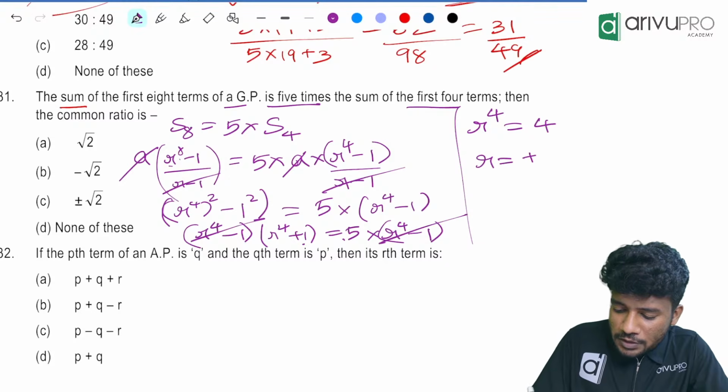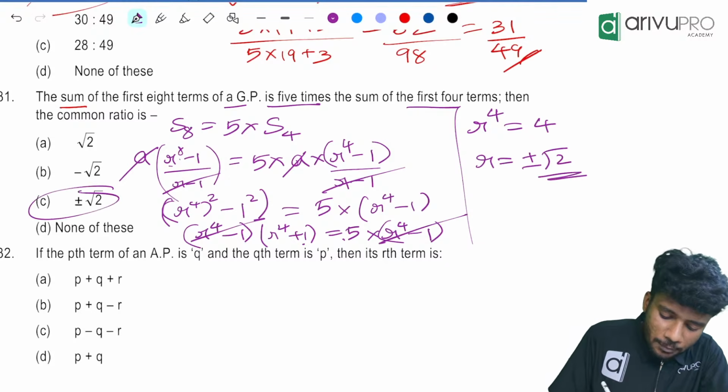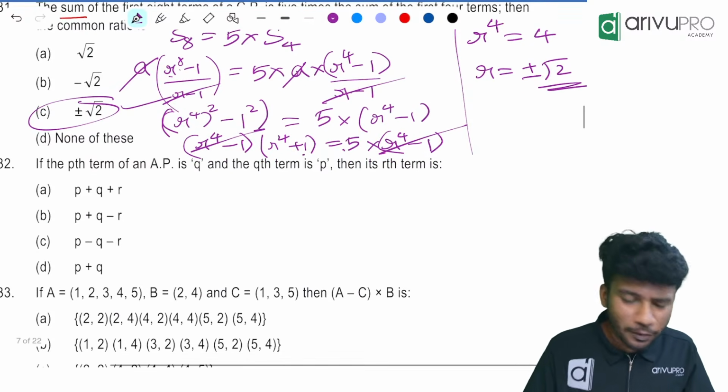That R is equal to how much? Plus or minus root 2. Option C is your answer. You can directly use your calculator.